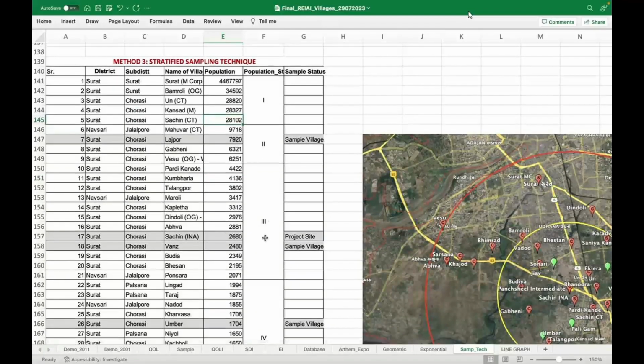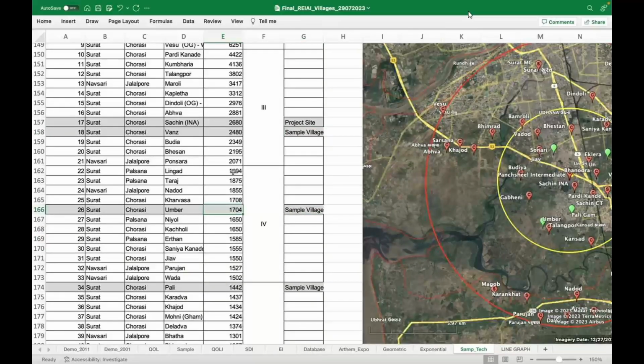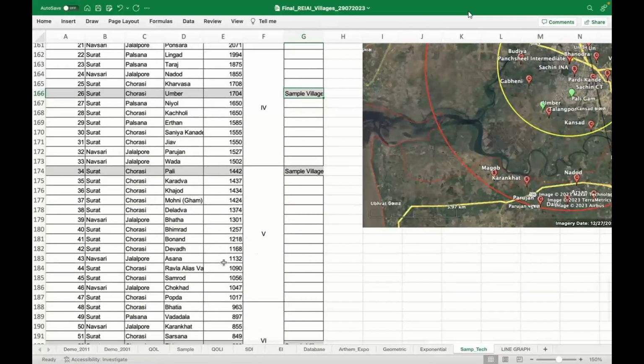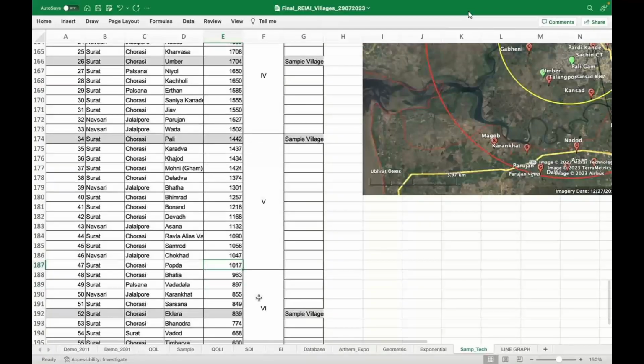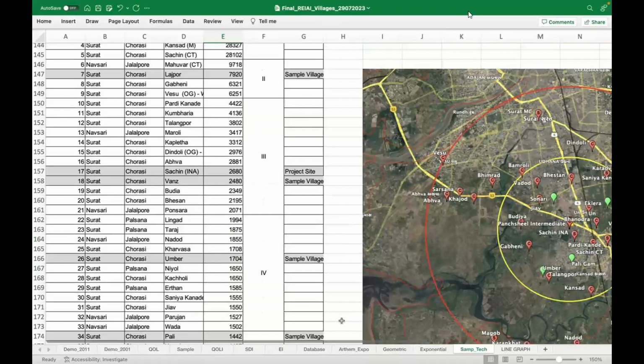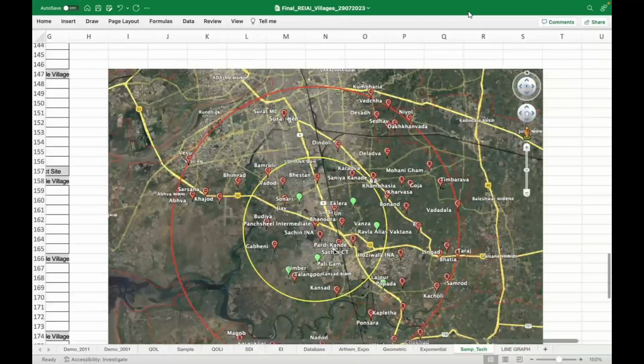Then similarly, I created a third strata, which is called stratified sampling. Third strata from 4,000 to 2,000. Wherever the project site is, I took the village near it, because we want to know the impact. And this is again 1,000 to 1,500, one strata of population. I take at random 1 village. And again, this is the 5th strata, 1,014 to 1,000 and below 1,000 and below 500. So here I have taken at random 1 sample, and now you see the distribution pattern of the sample.